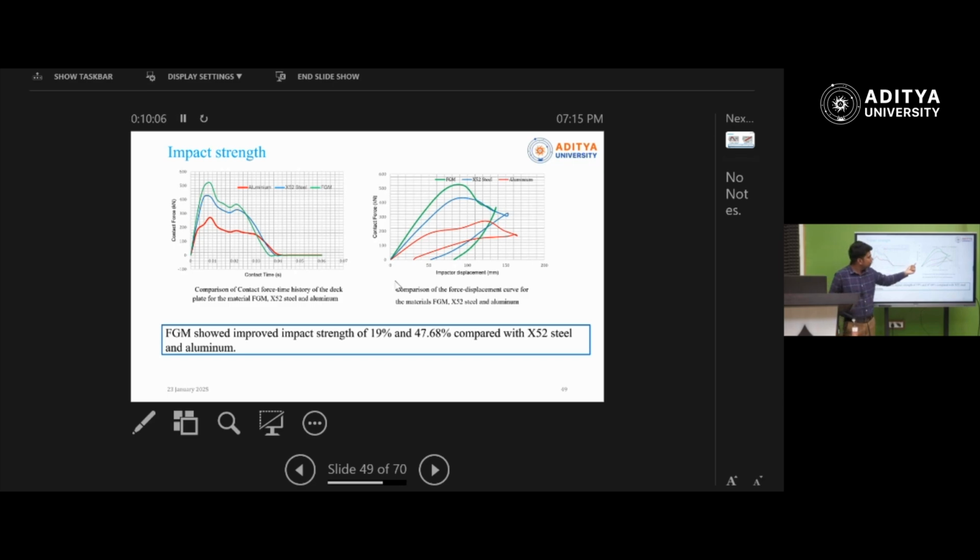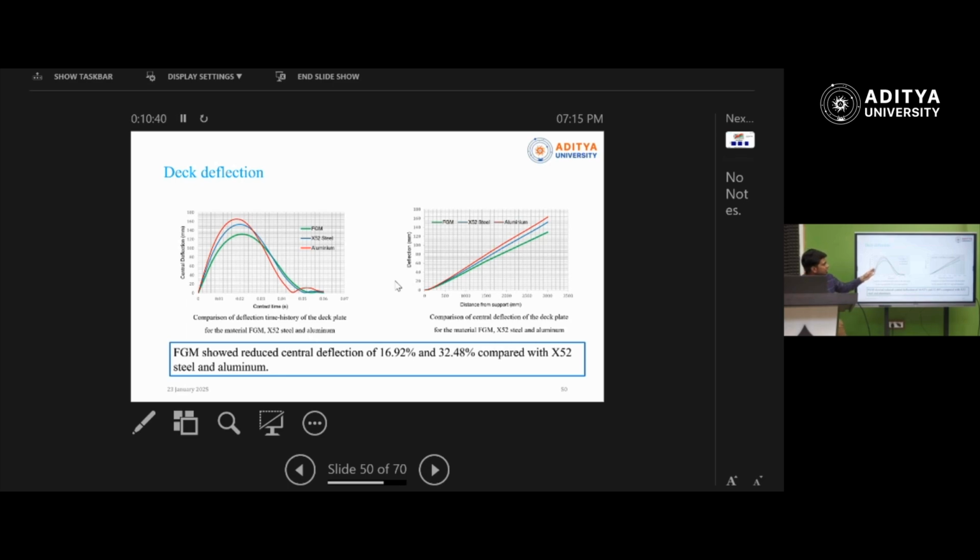Then contact force versus impact displacement, you see here also we can observe the same phenomena. Functional graded material offers higher resistance under the impact load. In the results, we can observe the impact strength of 19% and 47% when compared to X52 steel and aluminum: 19% enhanced resistance compared to X52 steel, and 47% compared to aluminum.